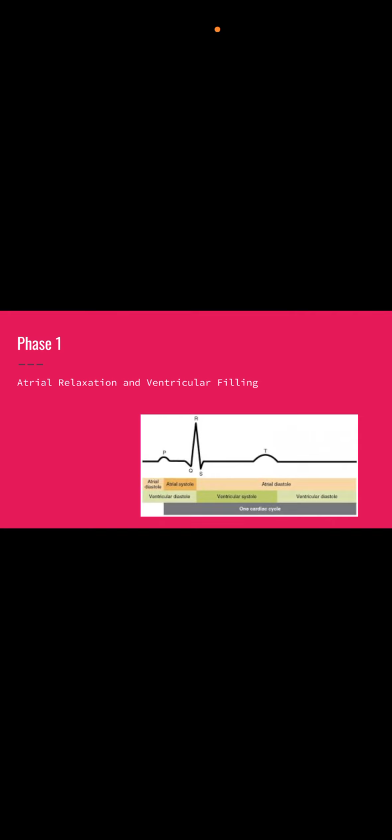The AV valves are the tricuspid and the mitral valves, also known as the bicuspid valve, and the semilunar valves are known as the pulmonary and aortic valves. On an ECG, you would typically see the flat baseline after the T wave and before the P wave. There's no heartbeat sound during this phase.